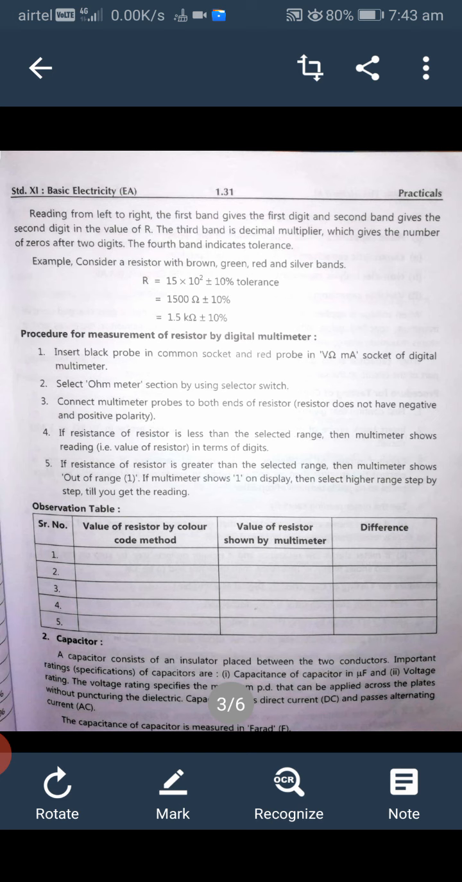Procedure for testing of capacitor by using analog multimeter. First, confirm that the given capacitor is fully discharged. Insert the black probe of the multimeter in the negative socket and the red probe in the 10 kilo ohm or 1 mega ohm socket. Connect the probes of the multimeter to the two ends of the capacitor. If the given capacitor is an electrolytic capacitor, then connect the red probe to the positive terminal and the black probe to the negative terminal of the capacitor. See the meter reading carefully.